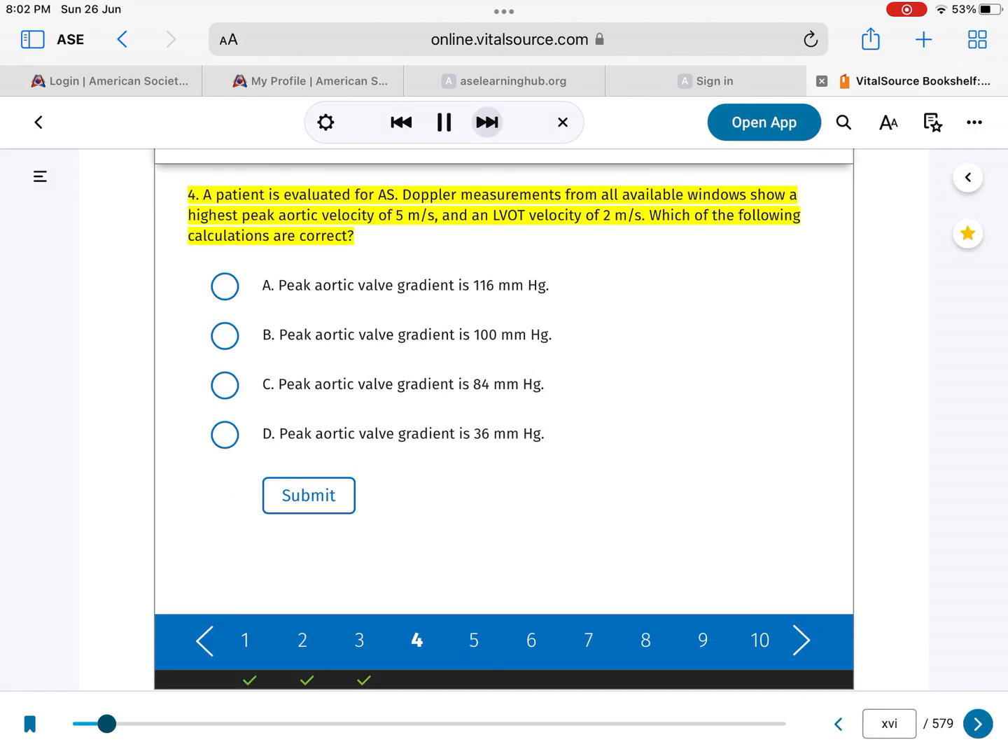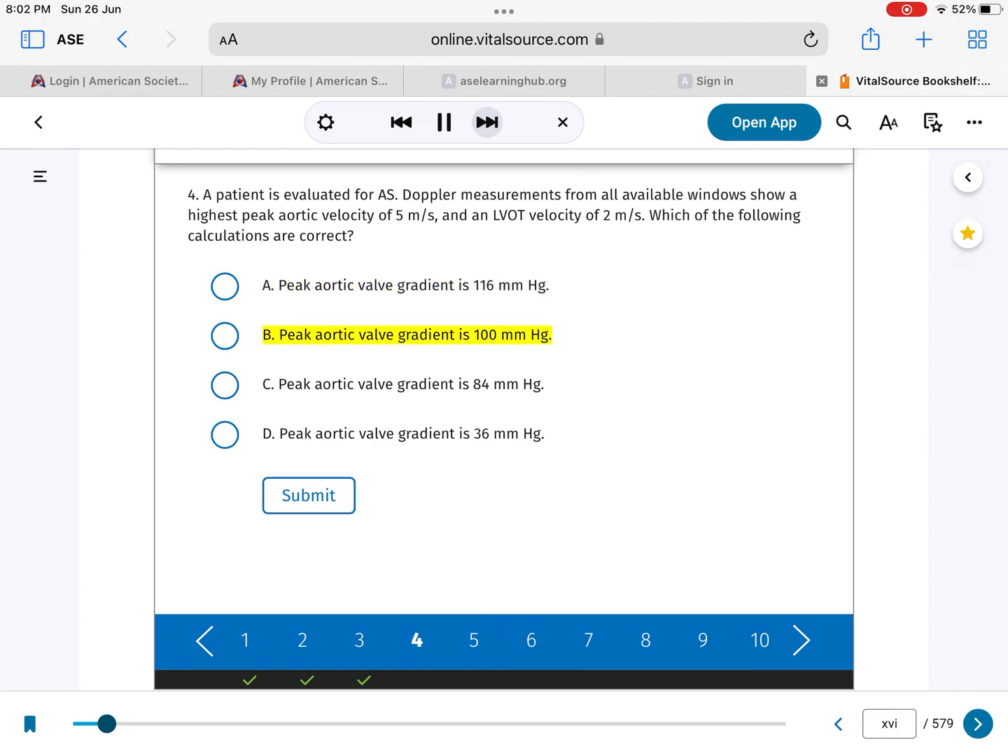Chapter 6. Question 4. A patient is evaluated for AS. Doppler measurements from all available windows show a highest peak aortic velocity of 5 m/s and an LVOT velocity of 2 m/s. Which of the following calculations are correct? A. Peak aortic valve gradient is 116 mm Hg.